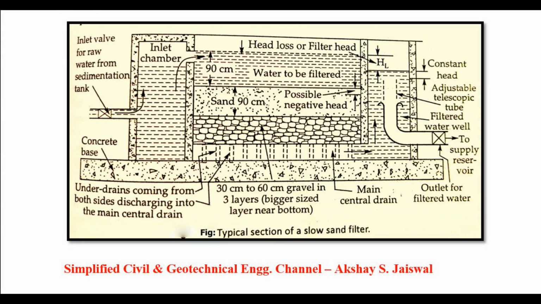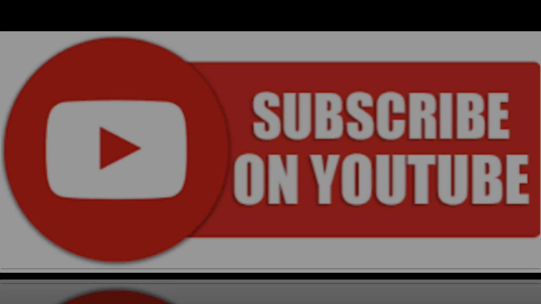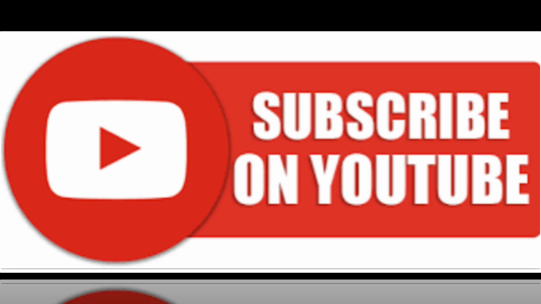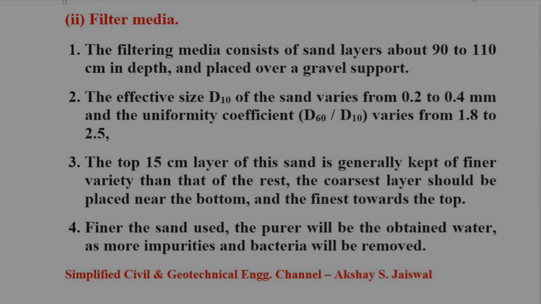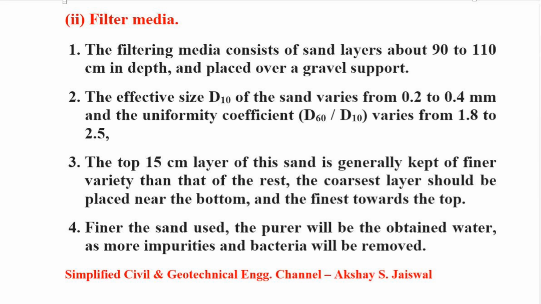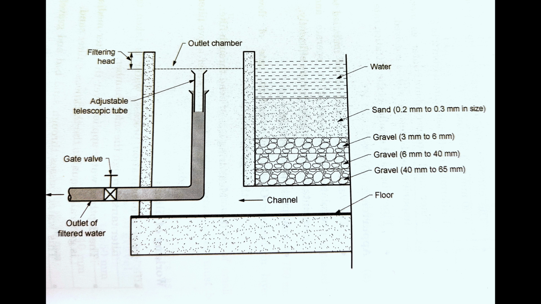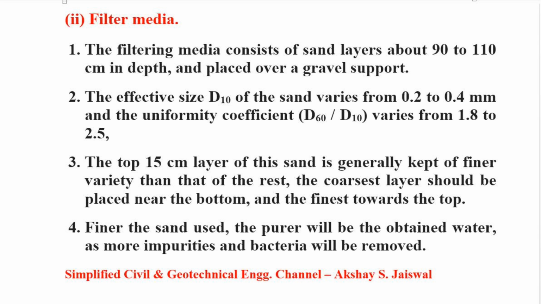In this picture, a typical section of a slow sand filter is shown. Now we will discuss the next component of the filtration process, that is filter media. Point number 1, the filter media consists of sand layers about 90 to 110 centimeter in depth and placed over a gravel support. Point number 2, the effective size D10 of the sand varies from 0.2 to 0.4 mm and the uniformity coefficient D60 by D10 varies from 1.8 to 2.5.